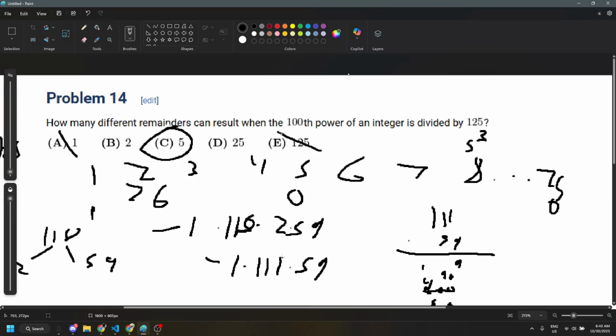I'm just trying to think in my head if that makes sense. Yeah, that makes sense to me. Okay, I'm gonna look at the answer now. Because my reasoning is that it's gonna be a loop. For every 5 integers, it's gonna be 0.